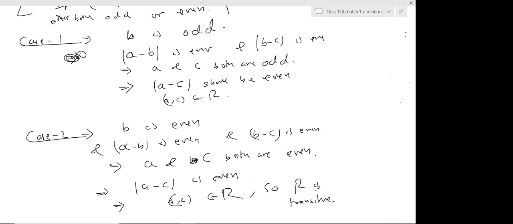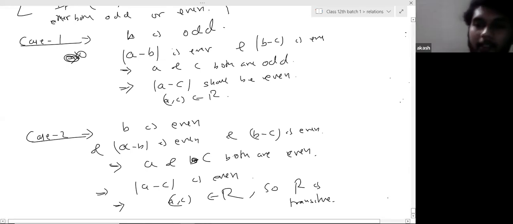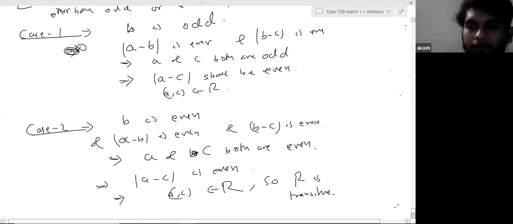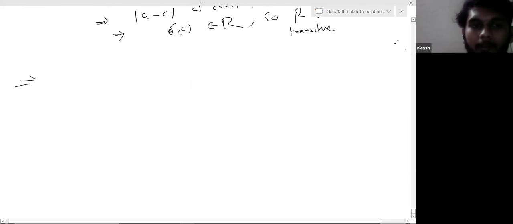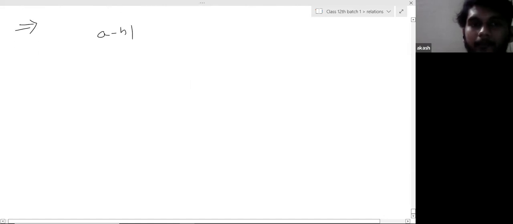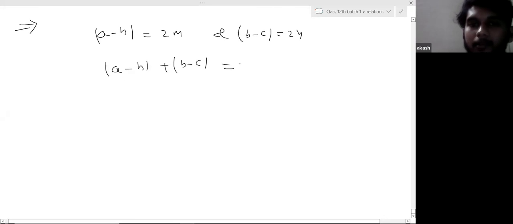Yes, sir. So I have a doubt, sir. Can't we do the other way, like mod a minus b is equal to p and mod b minus c is equal to q, and then we add them? Right, absolutely right. Let's try that one. All right, Krishna. I was hoping somebody would ask that question, and very good for asking that one. So we can write a minus b is equal to 2m, and b minus c is 2n. Now we can simply add this. a minus b plus b minus c is equal to 2 times m plus n.